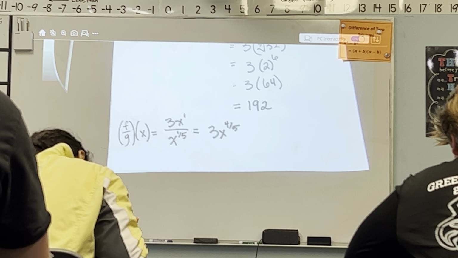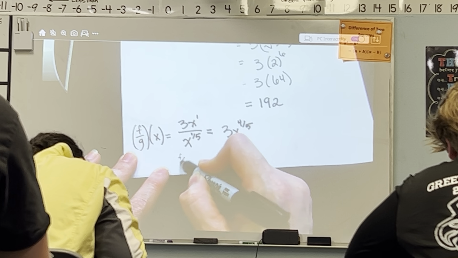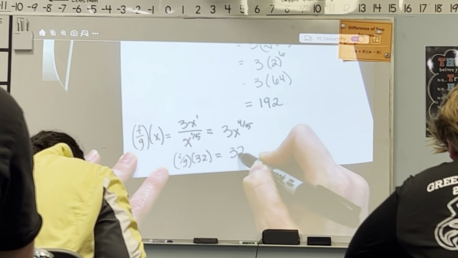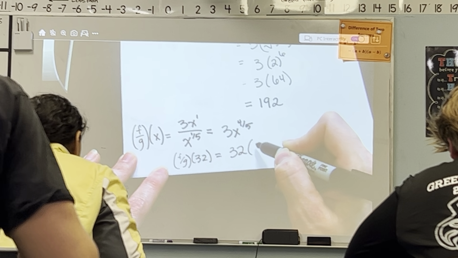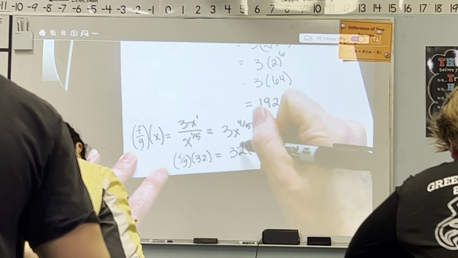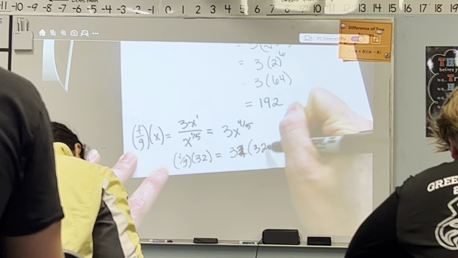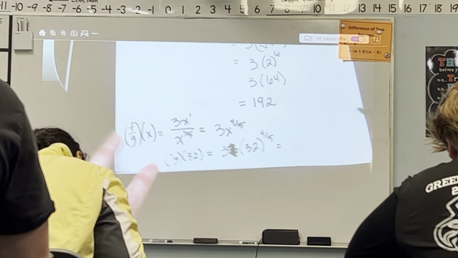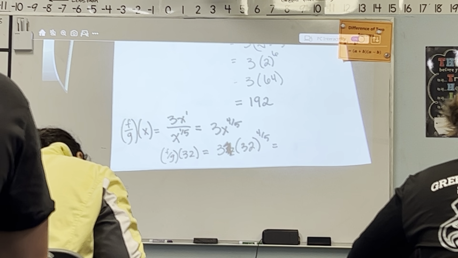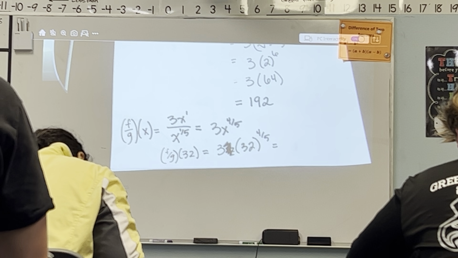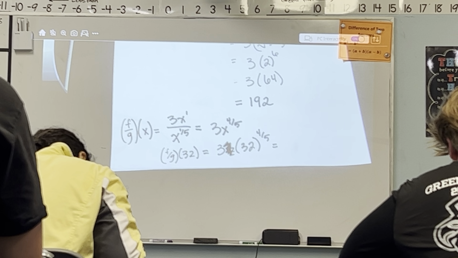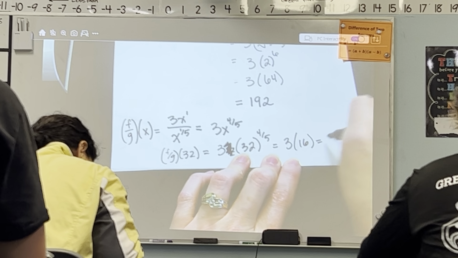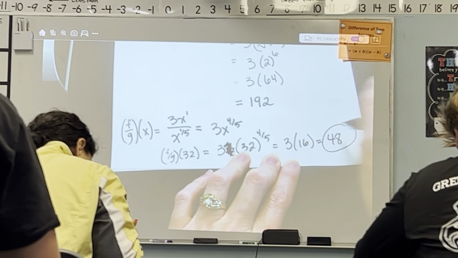And now x equals 32. F of 32 over G of 32, so we plug in 32 for x. What did we say the fifth root of 32 is? 2. So 3 times 32 to the 4/5. The fifth root of 32 is 2, raised to the 4th power, which is 16. 3 times 16, yes, it's 48.